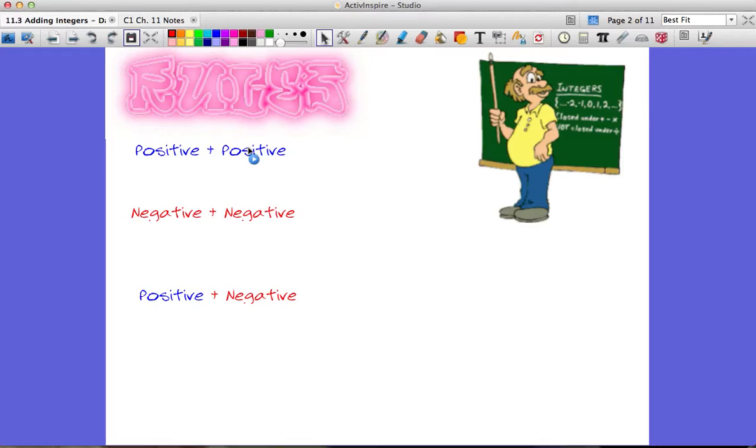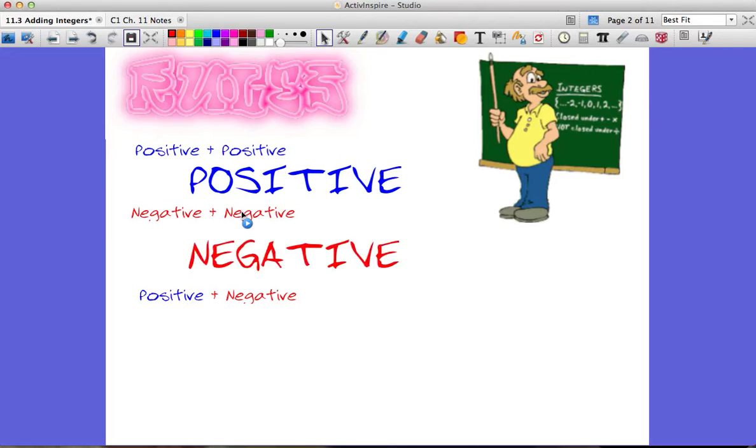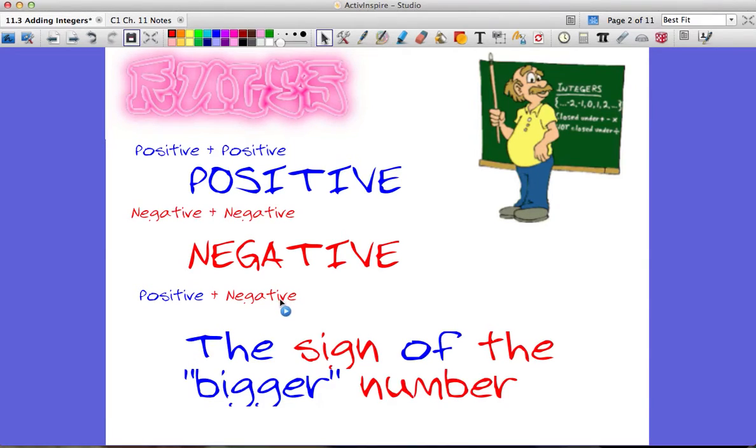Alright, so first we need to talk about the rules of adding integers. Anytime you add a positive plus a positive, you're going to get a positive. Anytime you add a negative plus a negative, you're going to get a negative. Anytime you add a positive plus a negative, your answer is going to take the sign of the bigger number.